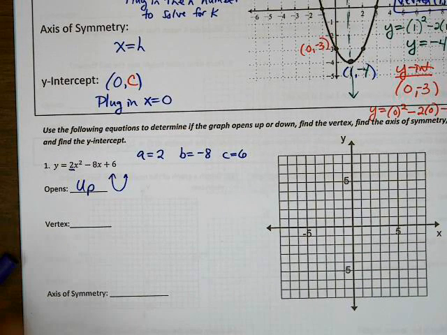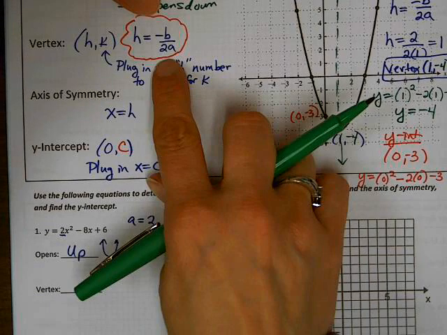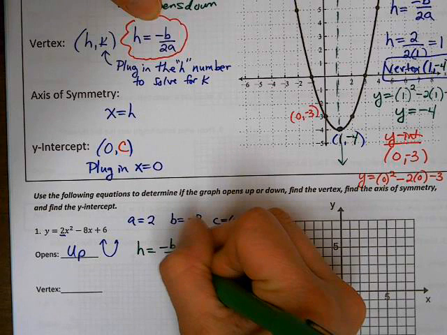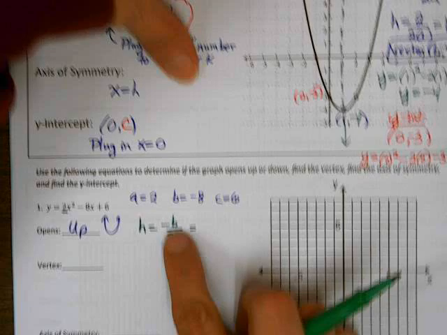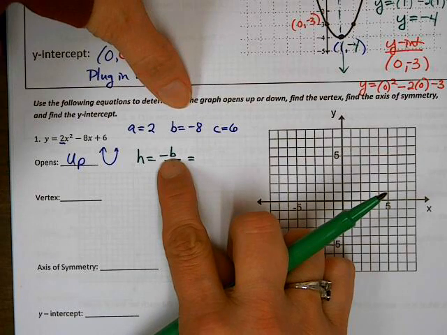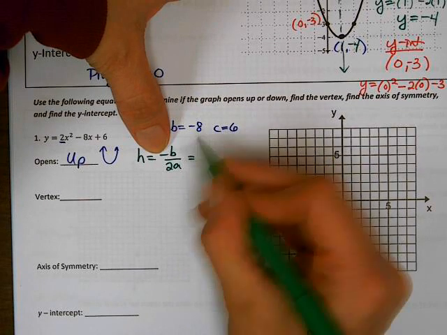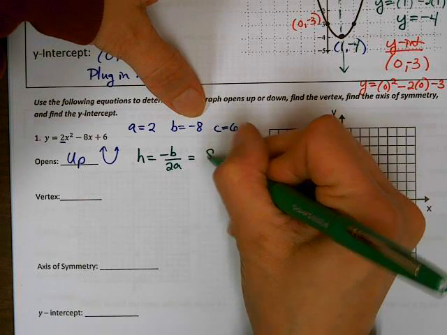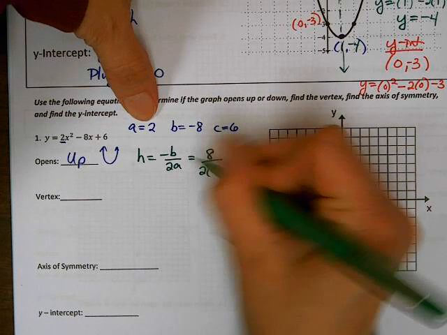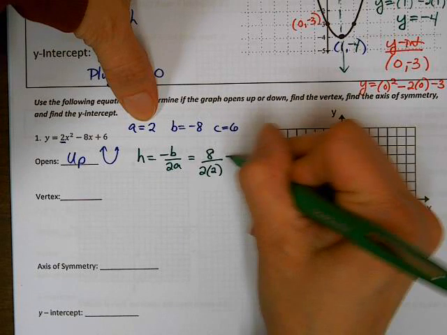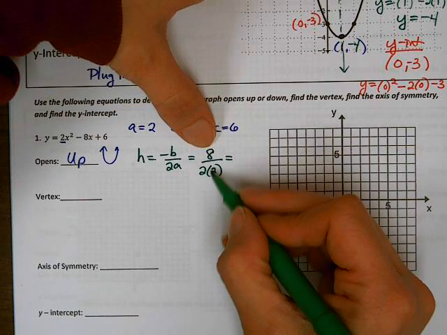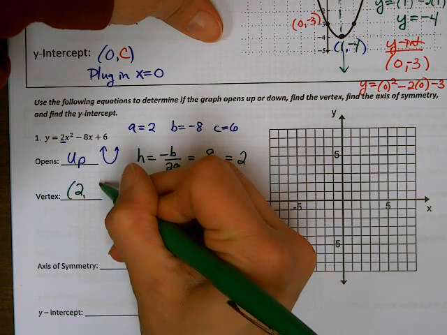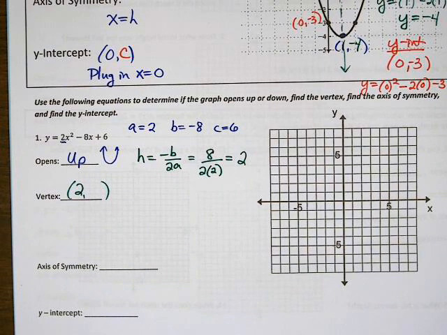To do the vertex, we have to use our new formula for H. Okay, H equals -b over 2a. All right, -b, that's the opposite of b. So how do I do a negative -8? A negative is a positive. Divided by 2, the a number's 2. 2 times 2 is 4. 8 divided by 4 is 2. Okay, so far I know the vertex is 2 comma something.